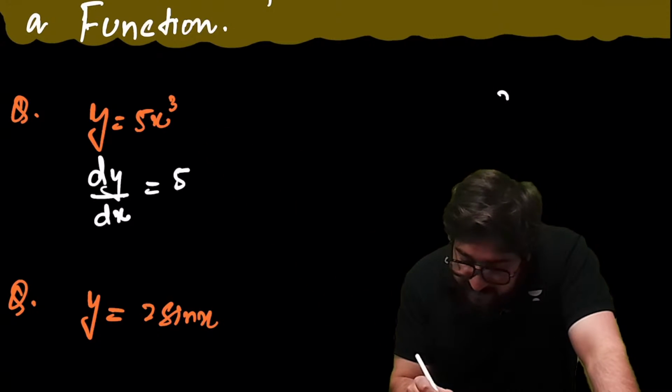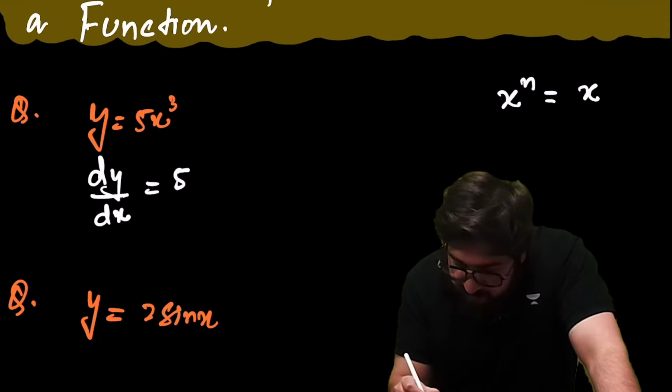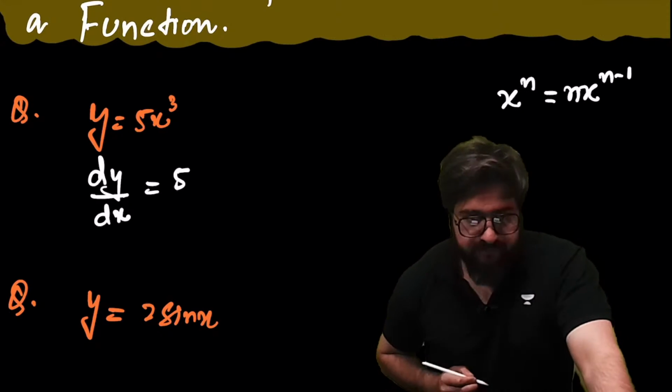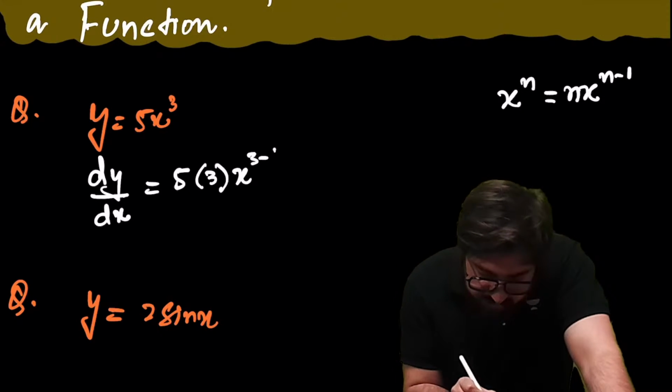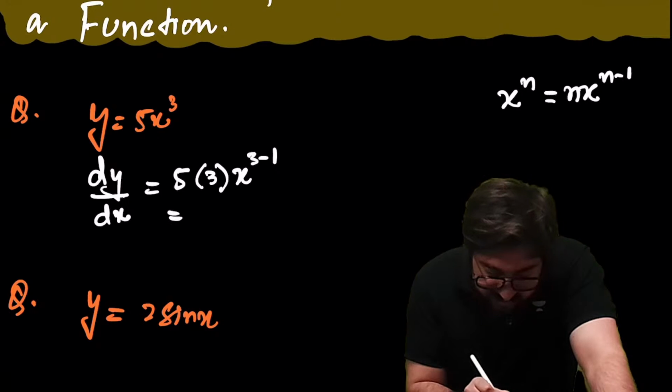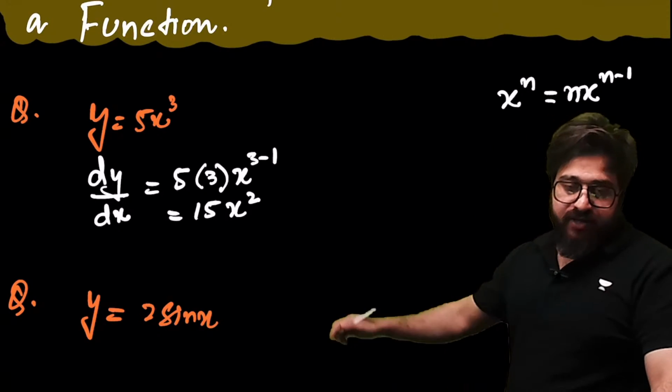In the case of x cube, you will use this formula: the derivative of x raised to the power n is n times x raised to the power n minus 1. That is 3 times x raised to the power 3 minus 1. 5 threes are 15 x square, because 3 minus 1 is 2.